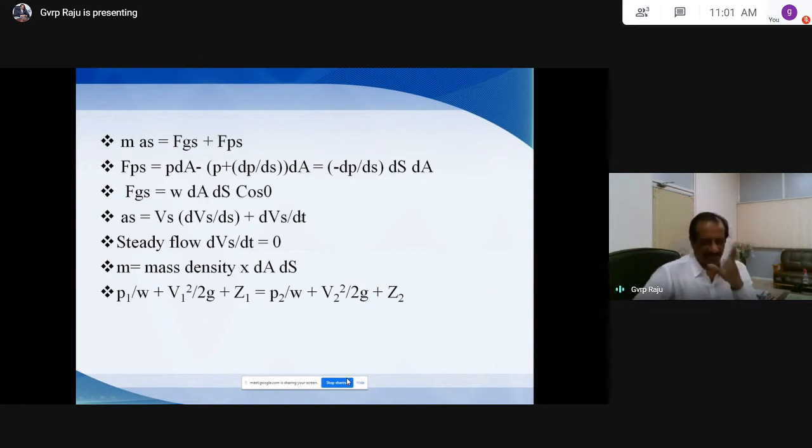Actually, we have a Vn component also, but that can be neglected as there is no existence of Vn for the streamline, because you cannot get any normal component, so the velocity Vn is 0. That's why there is no second term here, Vn. And we have Vs into dVs by ds plus dVs by dt. So what is dVs by dt? This is change of velocity with time, and this is change of velocity with distance.